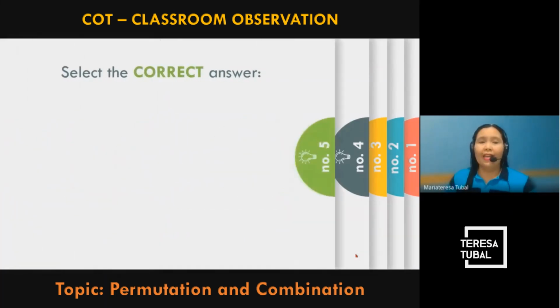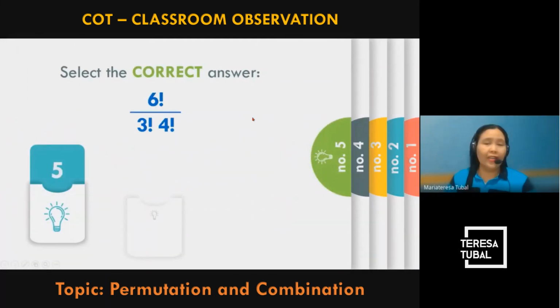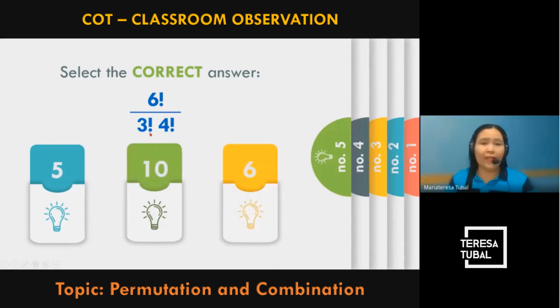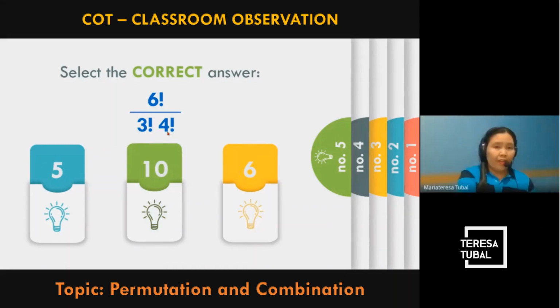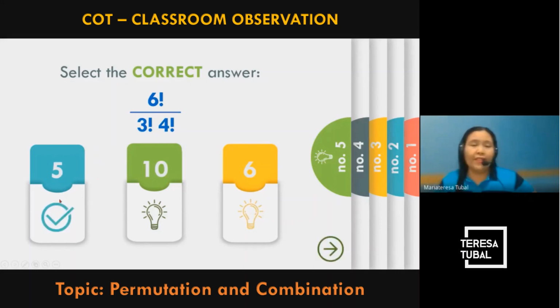And then the last one, number 5. 6 factorial over 3 factorial times 4 factorial. What do you think is the answer? 5, ma'am. Okay, 5, that is correct. So 6 times 5 times 4 cancel. So 6 times 5 is 30 divided by 6, that is equal to 5.